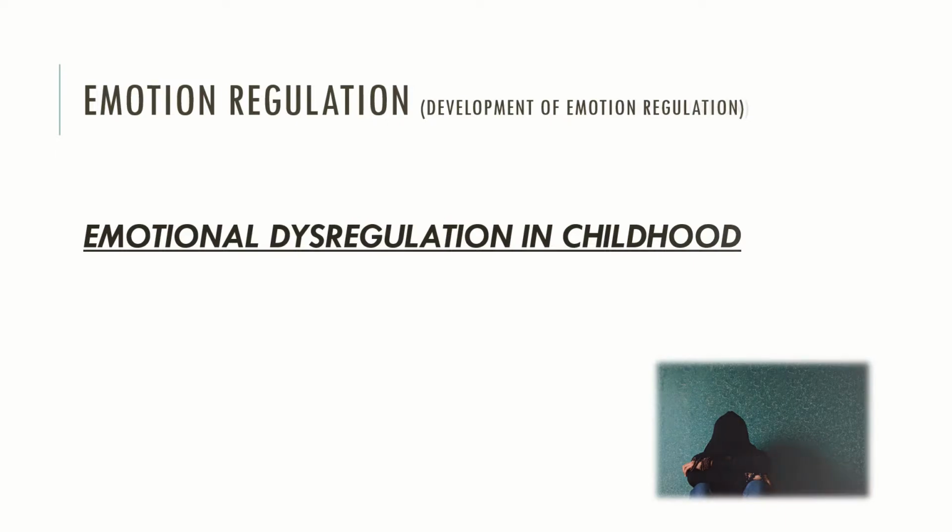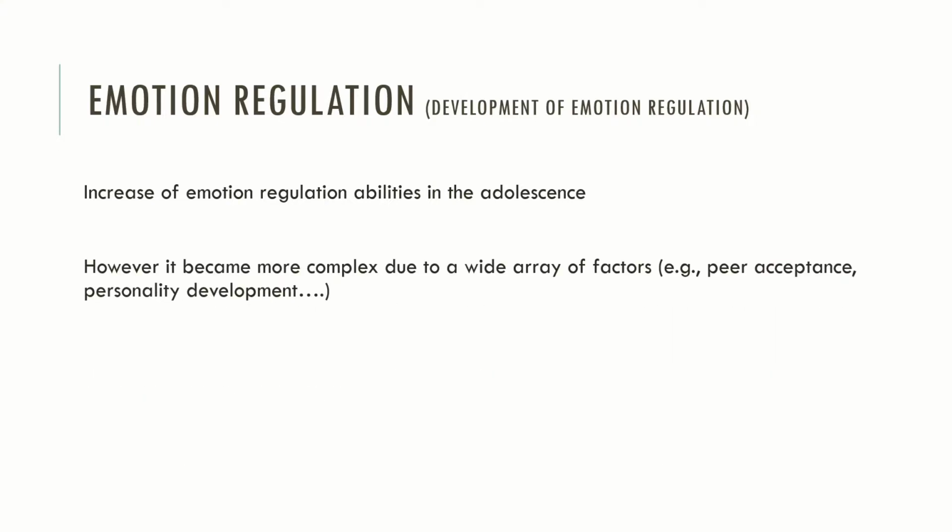In adolescence, individuals show a marked increase in their abilities to regulate their emotions. Emotion regulation becomes more complex depending on diverse and multiple factors. Additionally, teenagers have a spontaneous increase of cognitive emotion regulation because of brain maturation.